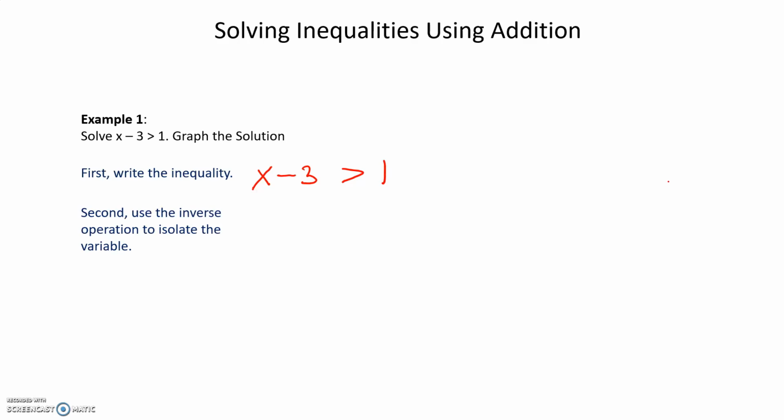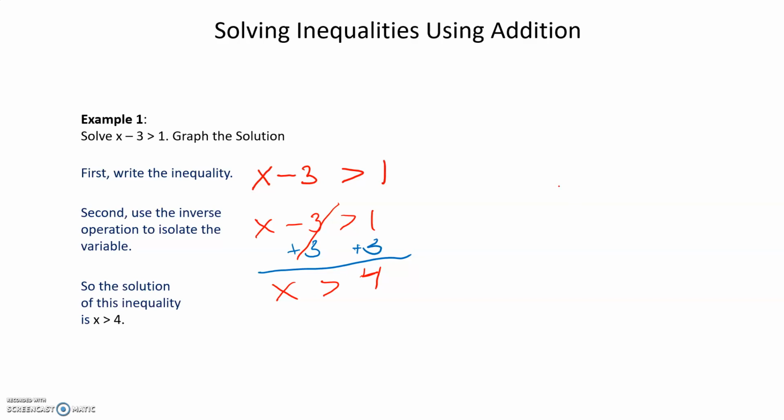Second, I'm going to use the inverse operation. So x minus 3, I'm going to just rewrite it again. And then let's go with blue, plus 3 plus 3. And then I'm left with x is greater than 4, because 1 plus 3 is crossed out, and then 1 plus 3 is 4. All right, so the solution is x is greater than 4, okay?